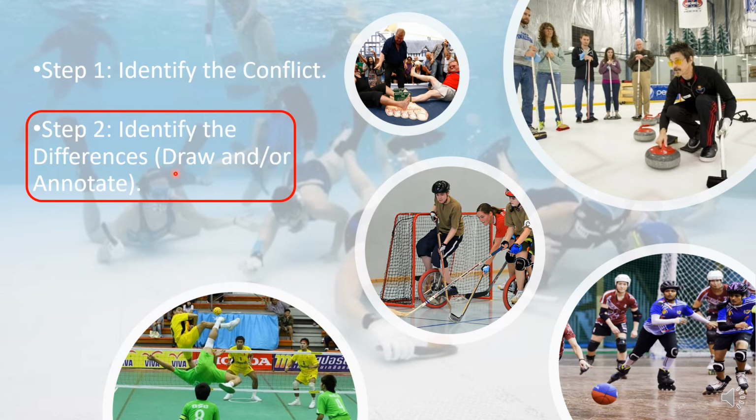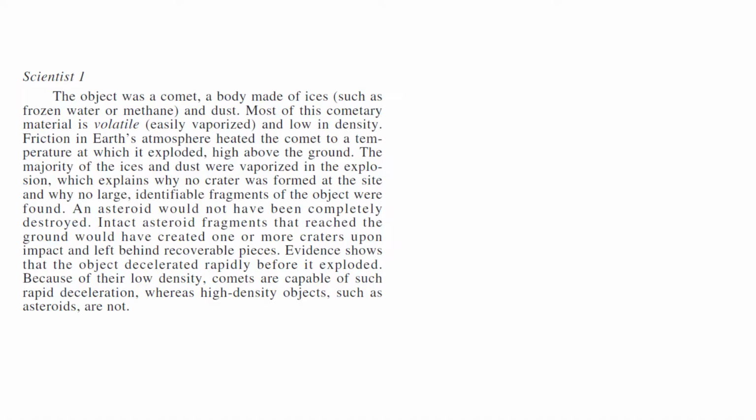I like to make drawings. If you just want to annotate, that's fine, but drawings help me to provide clarity. So that's what we're going to be doing, making drawings as I go through this. We're going to draw a picture to represent what we're reading. The object was a comet.